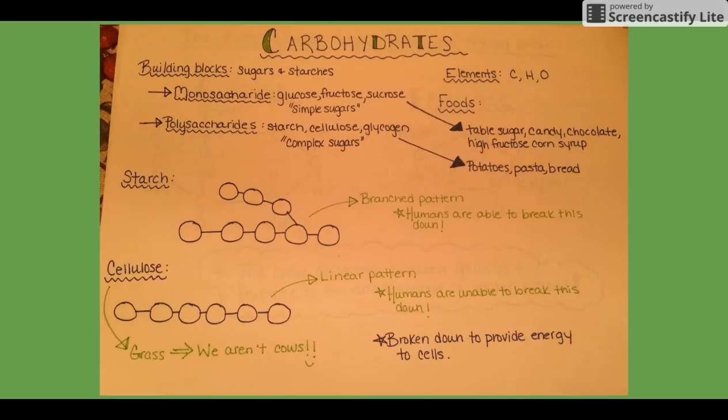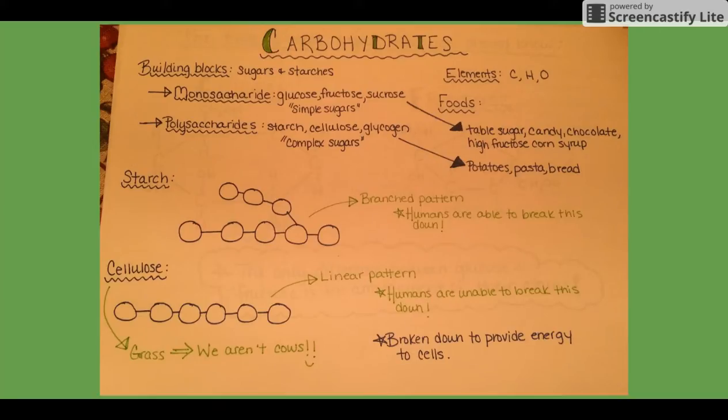There are simple and complex carbohydrates. So the simple ones are going to be called monosaccharides. So those are going to be your glucose, fructose, sucrose, etc. So sucrose being like table sugar, fructose, high fructose, and simple forms of glucose in candy and chocolate and things like that. So those monosaccharides then can be linked together to create polysaccharides. So the polysaccharides are going to be complex sugars like your starches, cellulose, and glycogen.